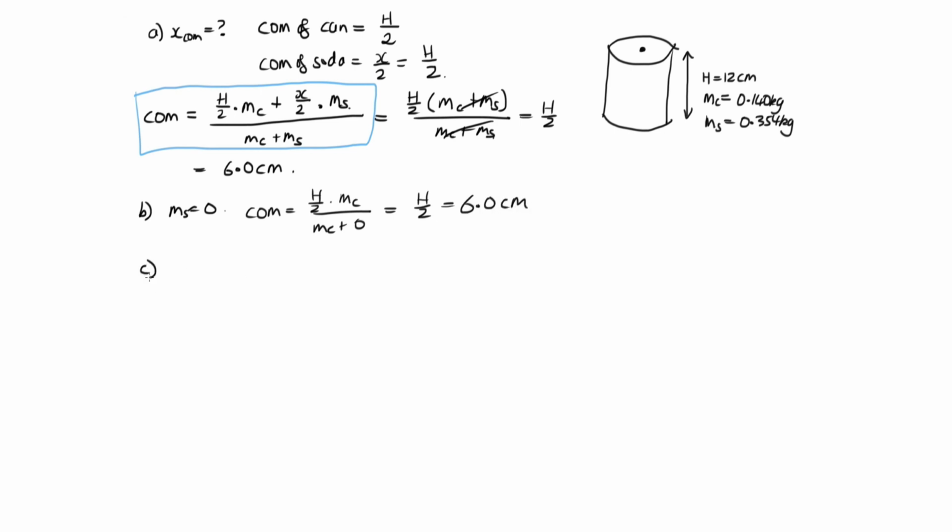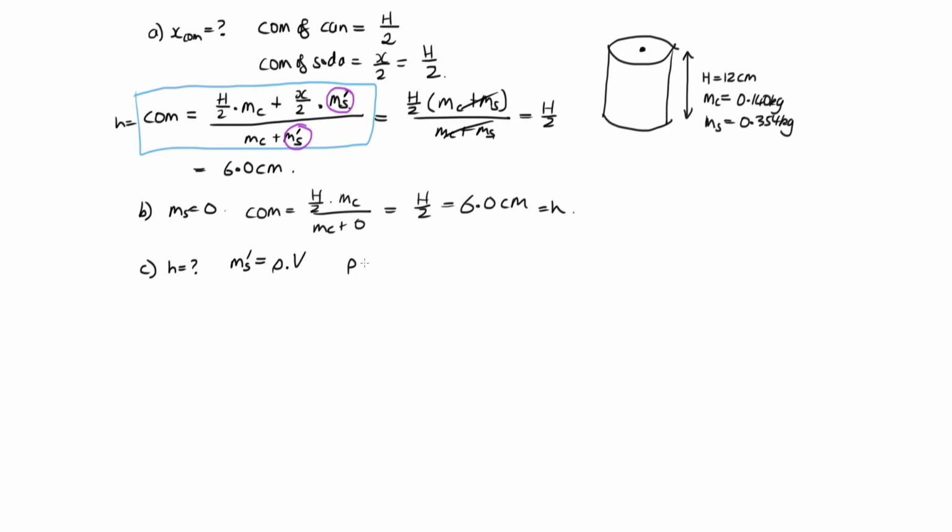Okay, now in part C, we're asked what happens to the center of mass, which is h, as the soda drains out. So let's refer to this variable mass of soda as ms dash. So ms is the initial total mass of soda, and ms dash is the amount of soda that's actually in the can. So ms dash is going to be equal to the density of the soda times the volume.